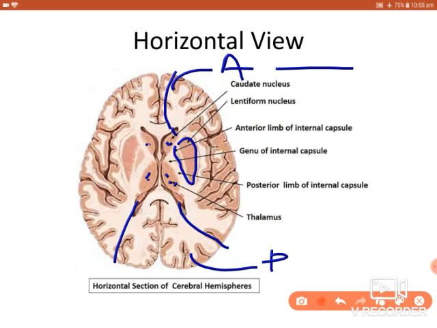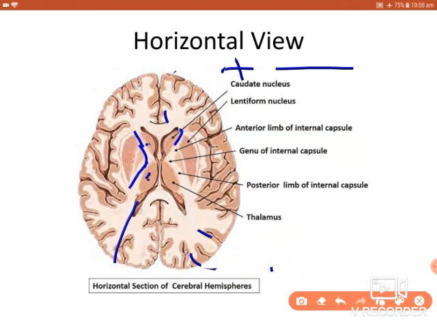It's the basal nuclei. Then in between these we get a V-shaped structure. Here this white matter, these are projection fibers. This is called the internal capsule. So here in the left half, this is the internal capsule. In the right half, this is the internal capsule.